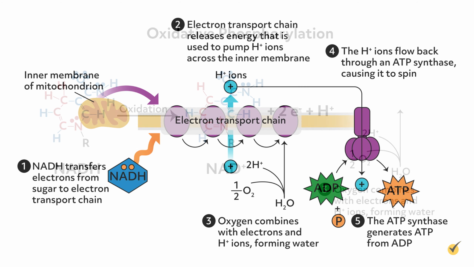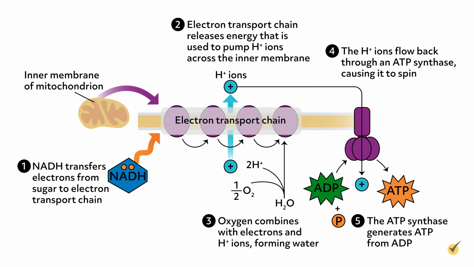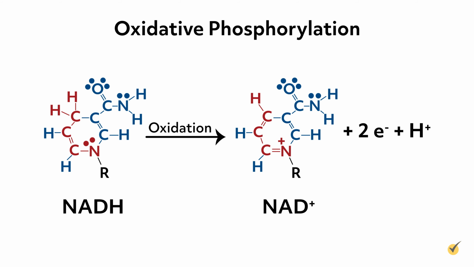Let's break it down. The ETC is located within the inner membrane of the mitochondrion in eukaryotes and is made up of 4 protein complexes labeled 1 to 4. The process starts with our molecules of NADH, which have a lot of energy, or electron transfer potential. Electrons from NADH enter protein complex 1 via an oxidation reaction and form NAD+, H+, and 2 electrons.